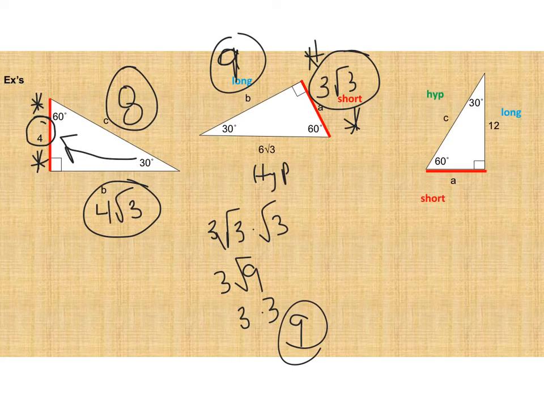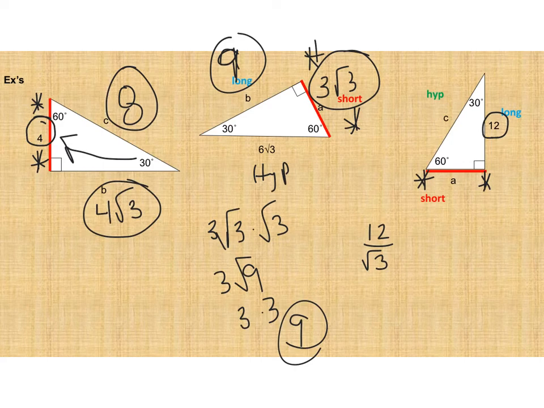Let's go to our third one. Short leg, our big kahuna. Most important, I don't have it, but I need to find it. If you look, you're given your long leg. Let's remember our rules. To go from short to long, we multiply by root 3. So to go backwards, I'm going to have to divide by root 3. 12 divided by root 3.